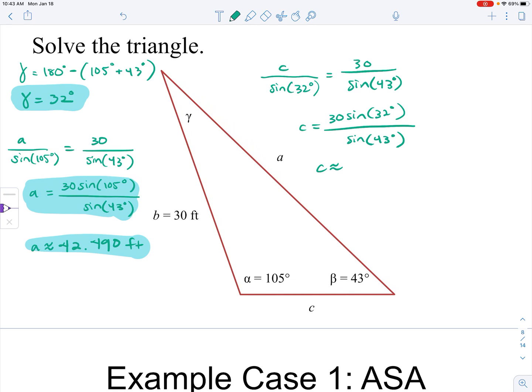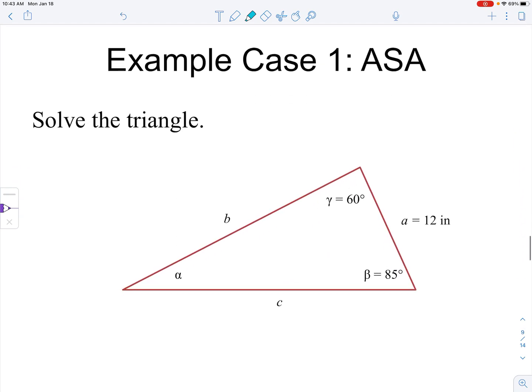Make sure you are in degree mode. So hit the mode button and make sure you're in degrees, since our inputs are in degrees. And we get C is approximately 23.310 feet. So that's the approximation. That's the exact value.